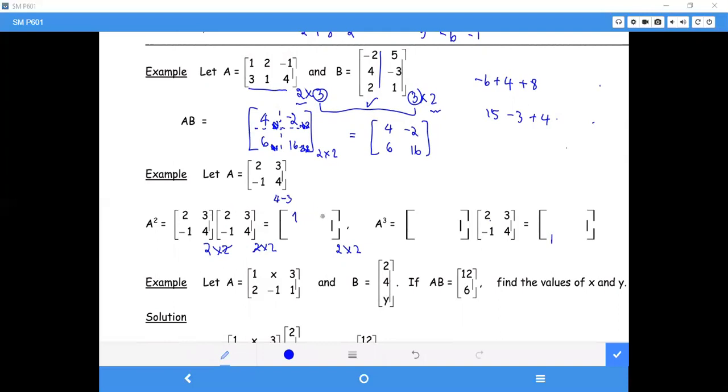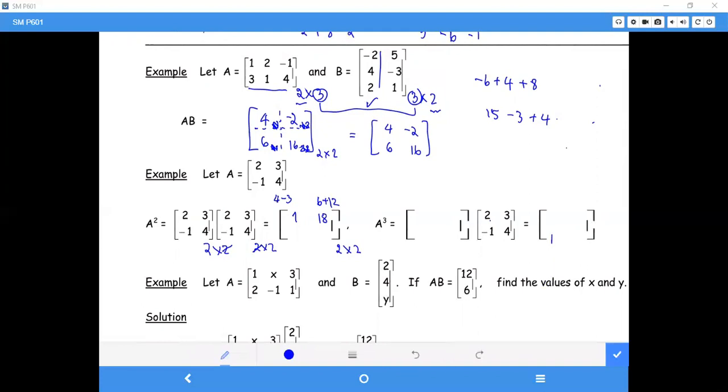Next, I want to get this. This is on the first row, but second column. So I go to the first row, 2, 3, and multiply with the second column, 3, 4. 2 times 3 is 6, and 3 times 4 is 12. Add them: I have 18.